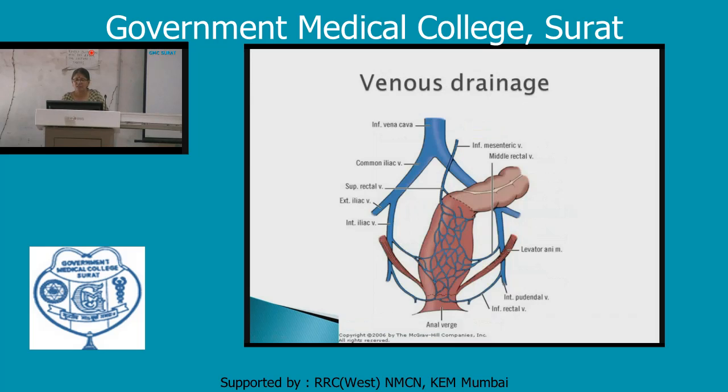Similarly you can see the superior rectal vein, middle rectal vein, and inferior rectal vein. Now this superior rectal vein forms the internal venous plexus in the submucosa of the rectum and upper part of the anal canal. And this submucosal venous plexus, at 7.5 centimeters above the anus, condenses to form the superior rectal vein in the upper part of the rectum, and this superior rectal vein continues as the inferior mesenteric vein.